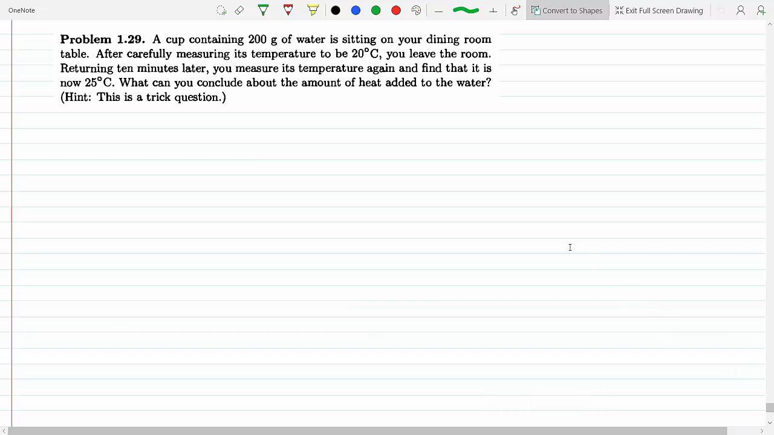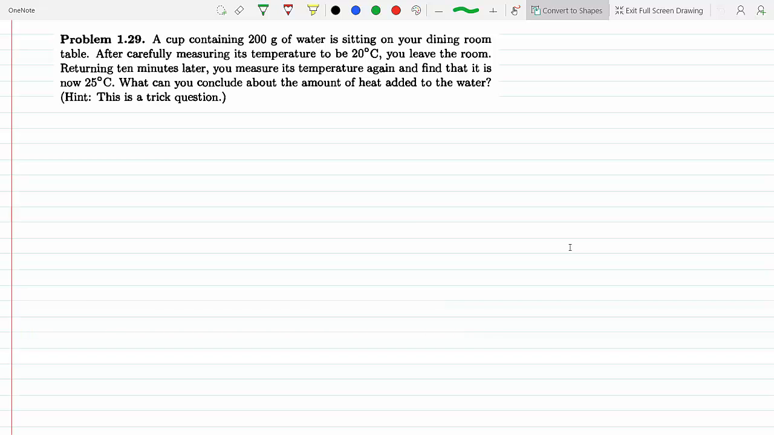Okay. A cup containing 200 grams of water sitting on your dining room table. Carefully measuring its temperature to be 20 degrees, you leave the room. Returning 10 minutes later, you measure its temperature again and you find that it's now 25. What can you conclude about the amount of heat added to the water?